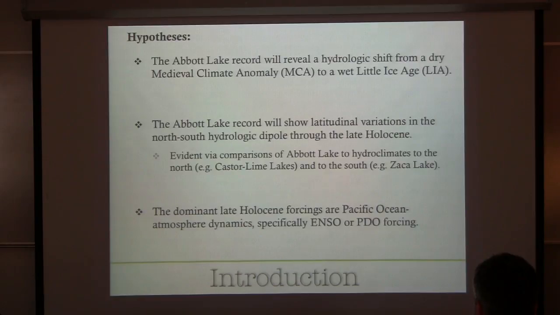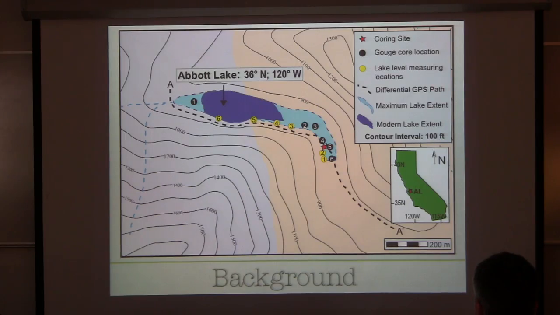And lastly, that Pacific Ocean atmosphere dynamics, such as ENSO or PDO, are driving the hydrologic variability we see at our site. All right, so a little bit about Abbott Lake. Abbott Lake is in Monterey County, California, in the Santa Lucia Range, shown by the red star. And it serves as one of few natural lakes between the coastal Southwest and Central California.